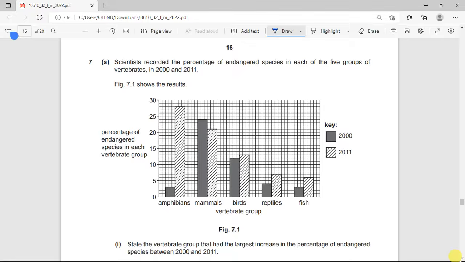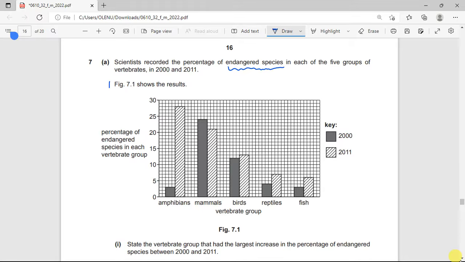Now, this next question is, let's see, scientists recorded the percentage of endangered species in each of the 5 groups of vertebrates in 2000 and 2011. So you have your key here: 2000, 2011, 5 groups of vertebrates: amphibians, mammals, birds, reptiles, and fish. So let's see what the question is quickly. Percentage of endangered species. So state the vertebrate group that had the largest increase in the percentage of endangered species between 2000 and 2011.